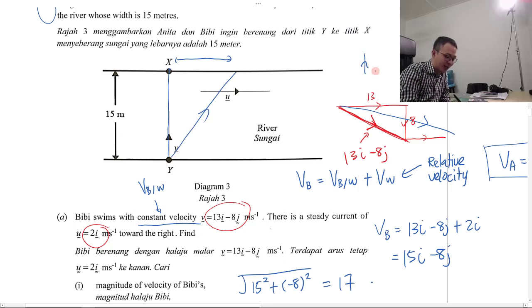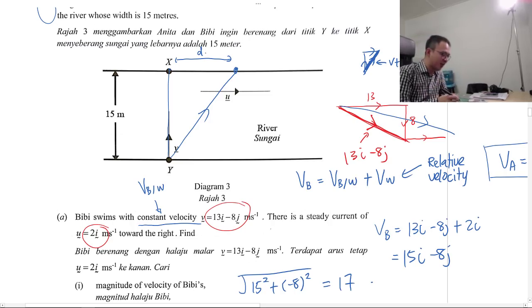Because v is going this direction, u is going the other direction. So if v plus u, this is the direction for v plus u. So v plus u actually is this vector. Therefore at the end, Anita will be somewhere here, and they want to know how far downstream. So I'm going to call it D, which stands for the distance here. The question wants to find the distance.